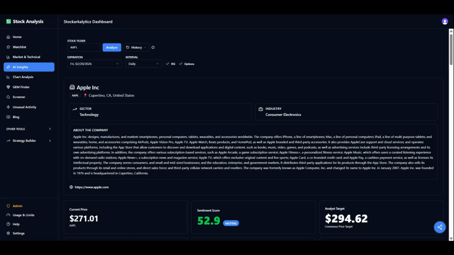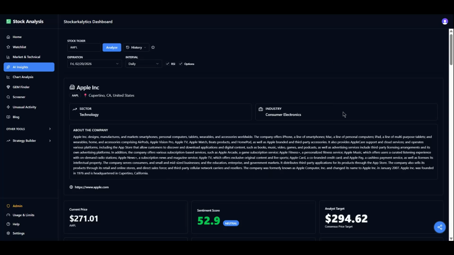Next to that, you'll see expiration and interval. Expiration matters when you're looking at anything options related, so you can focus on a specific date. Interval controls the time granularity, like daily, which affects the charts you'll see further down. And these toggles, like RSI and options, let you show or hide those specific modules in the analysis.